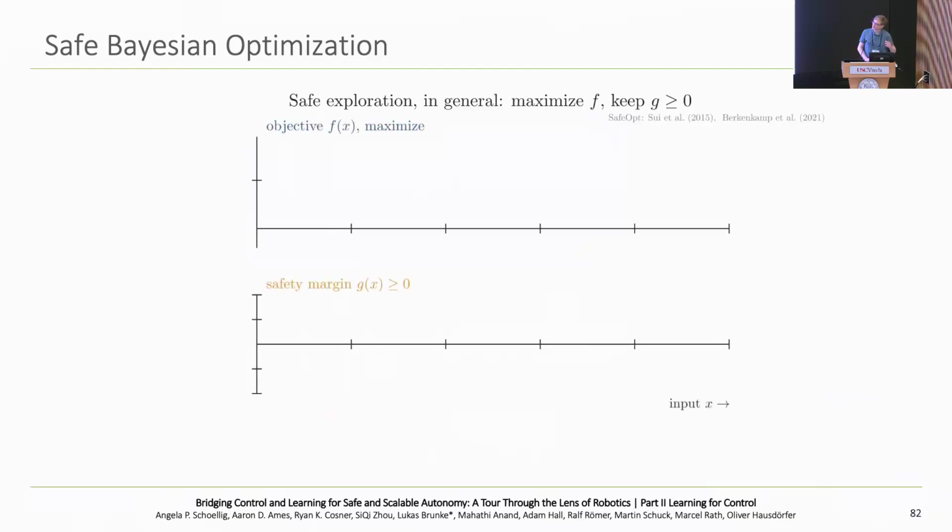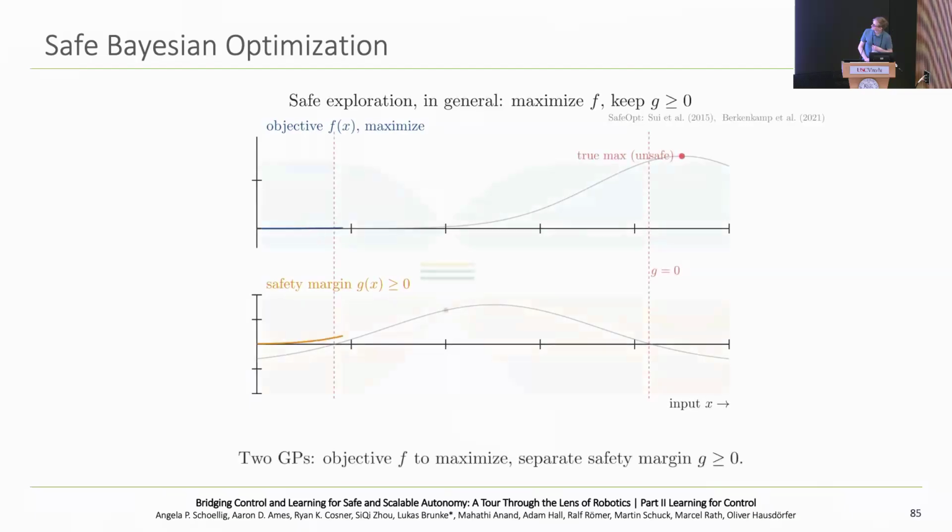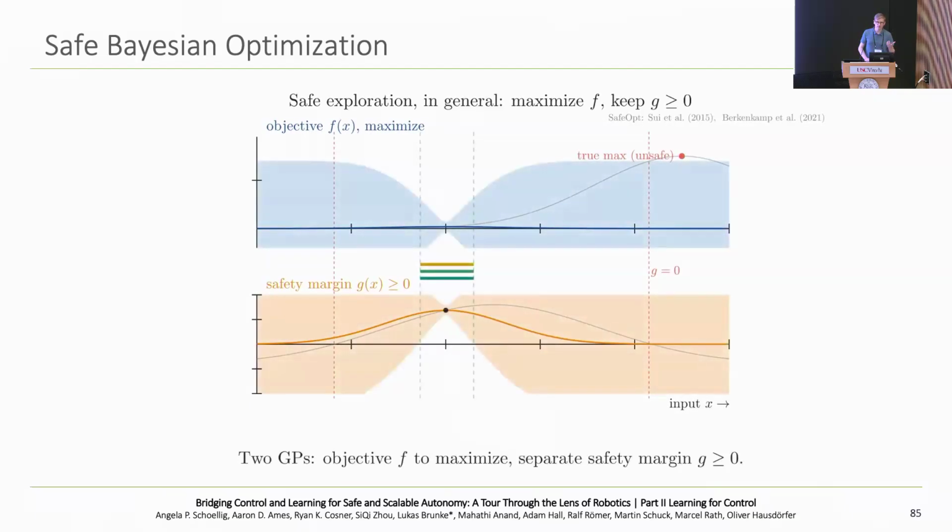So now, in addition to the objective, we also have the safety margin that we don't want to get below 0. So while we have the objective that we want to maximize, we also want to make sure that a probabilistic model of the safety margin never goes below 0. And so if we again have our initial observations, we can now say, okay, we want to make sure on the one hand that the mean plus the uncertainty is maximized for the above plot, and also that the mean minus the uncertainty does not go below 0.